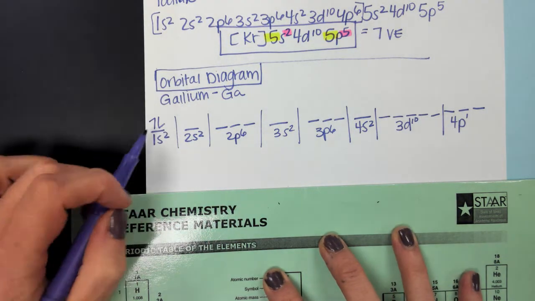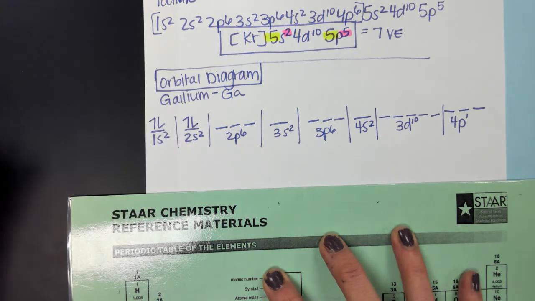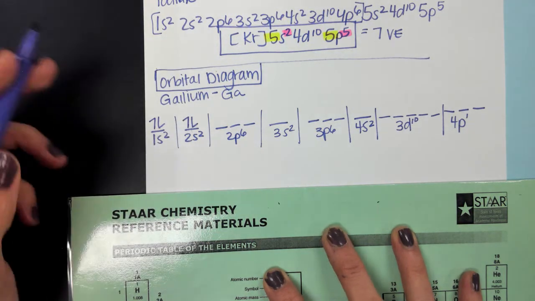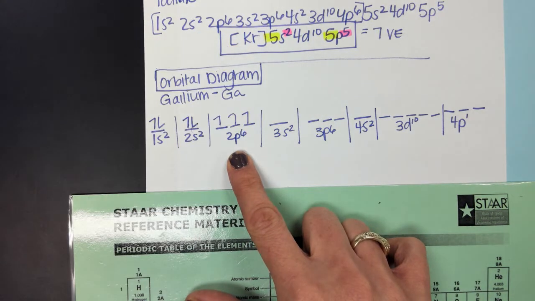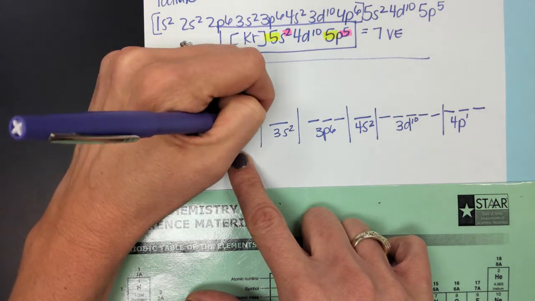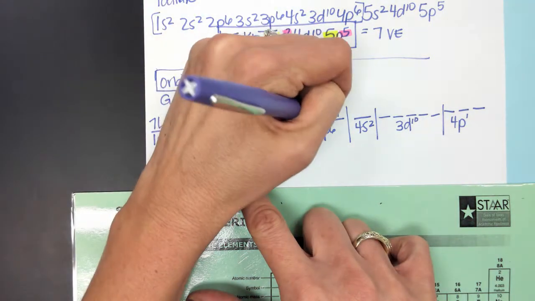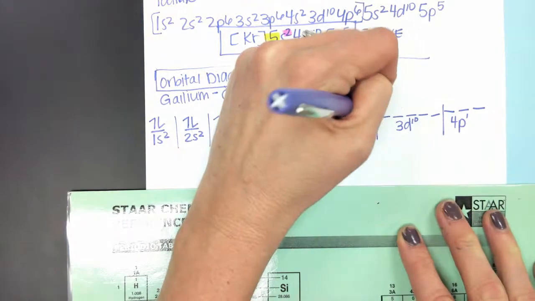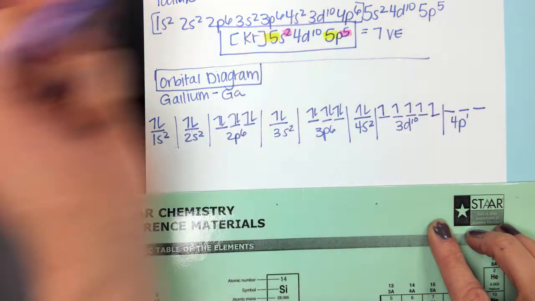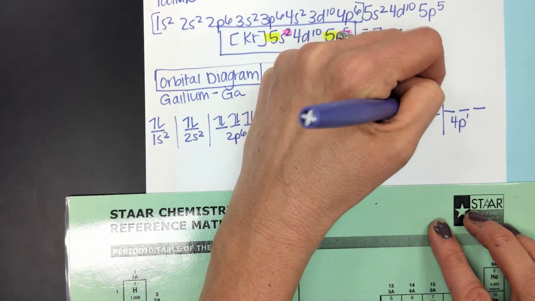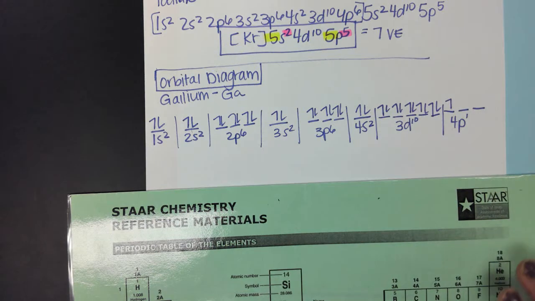Aufbau says I can do all of 1s2 before moving to 2s2. Pauli exclusion says they are going in opposite spins. And Hund's rule says when I get to 2p6, I'll go 1 at a time before pairing them up. Same for 3d10, 1 at a time before pairing them up. Okay, now 4p1, I only have 1 electron.